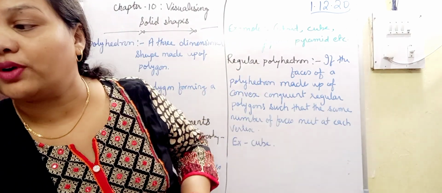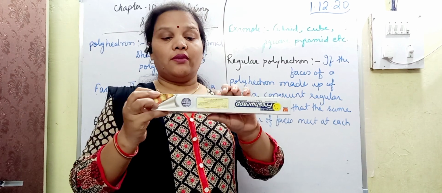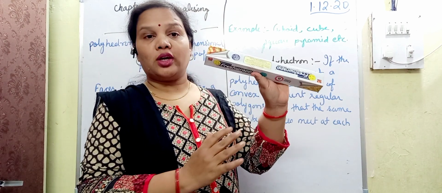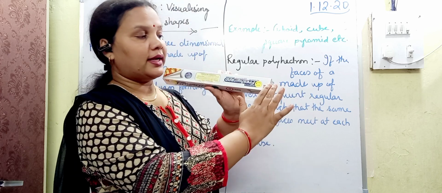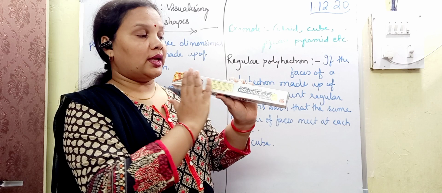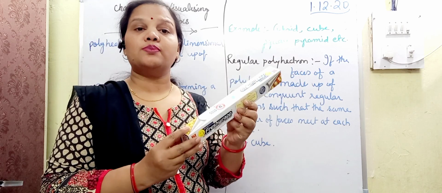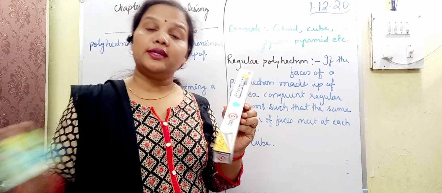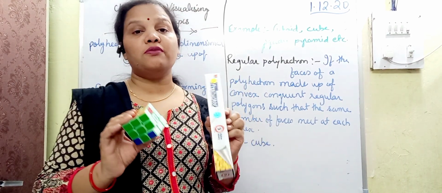Similarly, if I take one more example, a cuboid. A cuboid is also a polyhedron, where this solid shape is made up of many polygons. Many polygons means that this side is also a polygon, with its length and breadth. So each side of it is a polygon. So this solid shape is also a polyhedron which is made up of polygons.